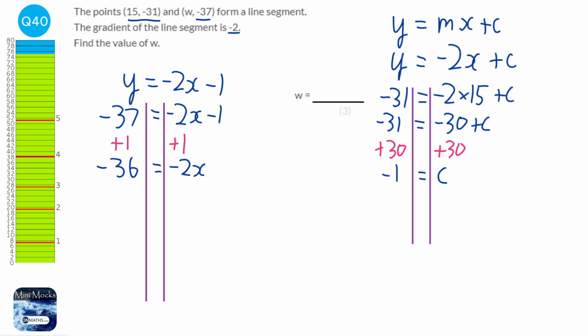I'm going to now divide everything by -2. And a negative divided by a negative is positive. 36 divided by 2 is 18. And then obviously that gets rid of the coefficient of the x, so it's just x. So x equals 18. So the x value is 18 and the x value is the w value.